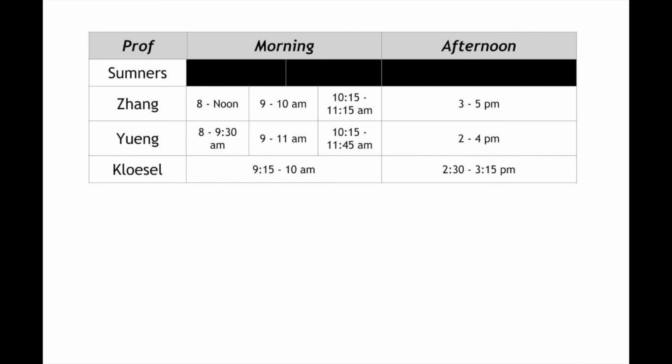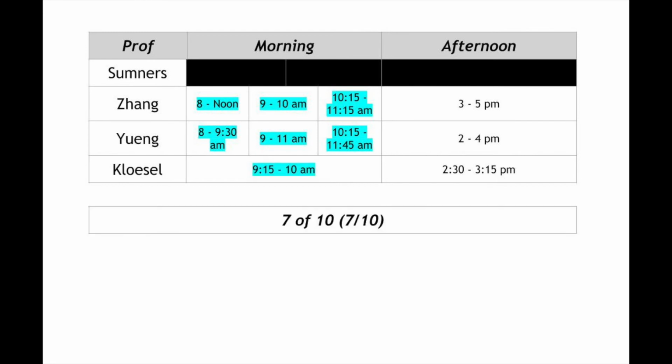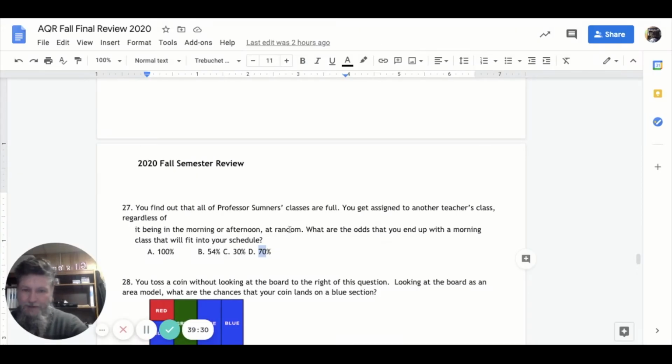How many morning classes are there? Well, Sumner has not, he's out of the picture. Zhang has 3, Young has 3, and Clausel has 1. That's 7 of the 10 classes are morning classes. So there's a possible 7/10 or 70%. That's your percentage. 7 out of 10 possibilities to get a morning class.